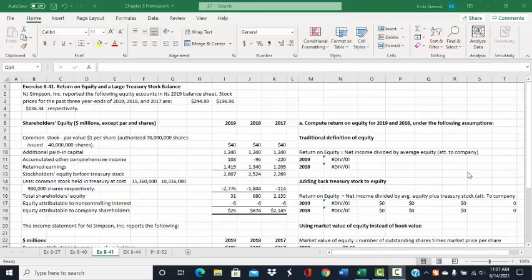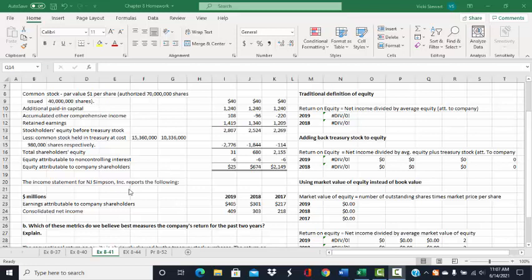This is a demonstration of exercise 841, return on equity and a large Treasury stock balance. N.J. Simpson, Inc. reported the following equity accounts in its 2019 balance sheet, and they give us stock prices for the past 3 year-ends. So the problem has given us shareholders' equity for 2019, 2018, and 2017, the ending stock prices for those years, and the earnings attributable to the company's shareholders, and the consolidated net income.